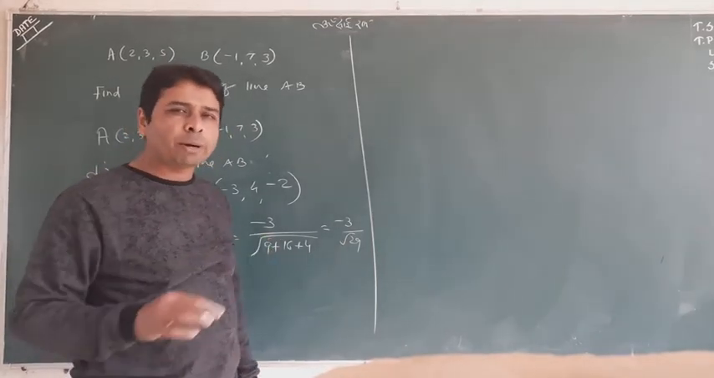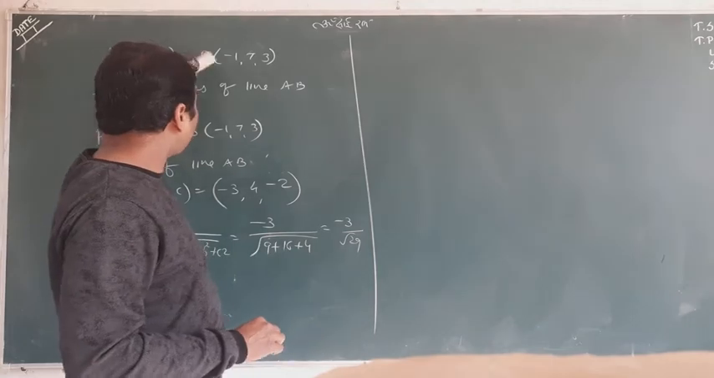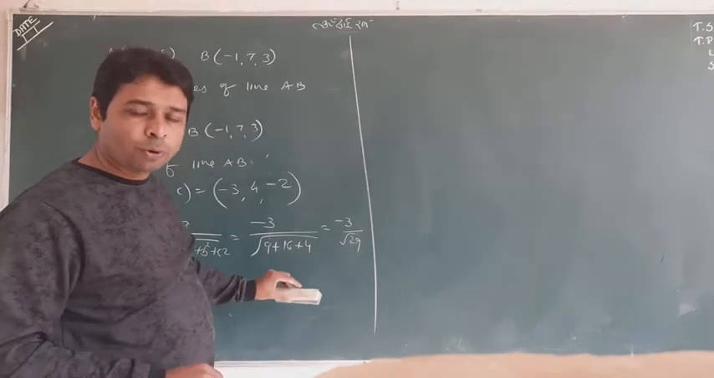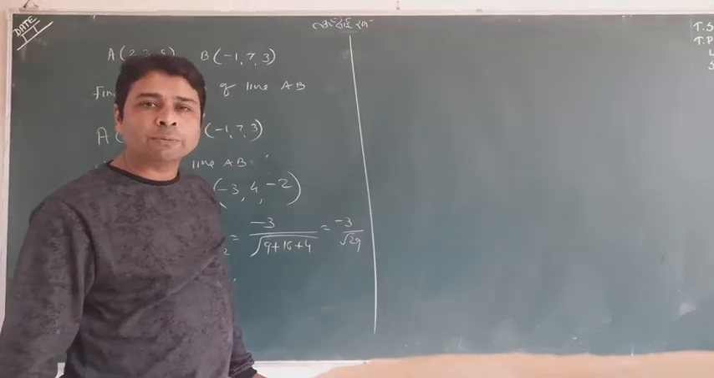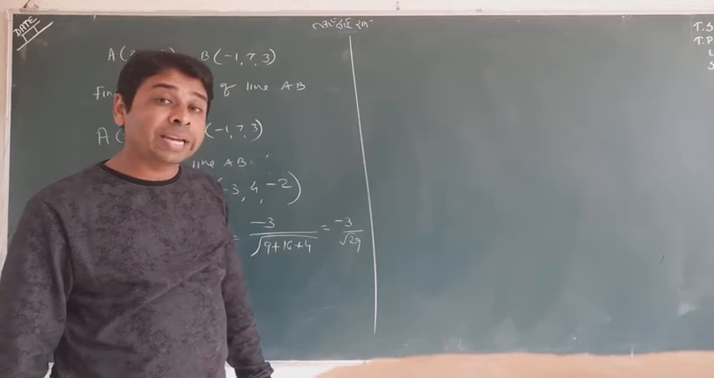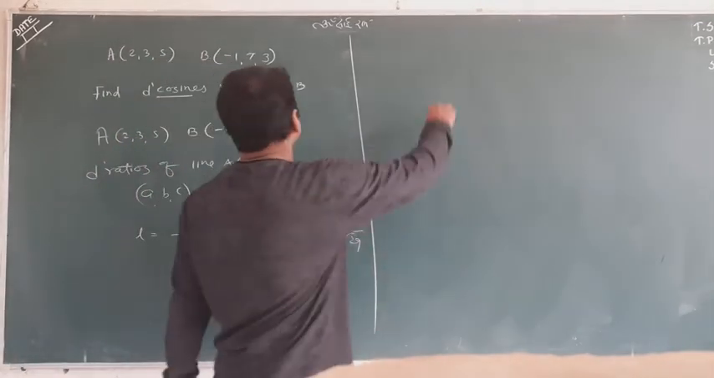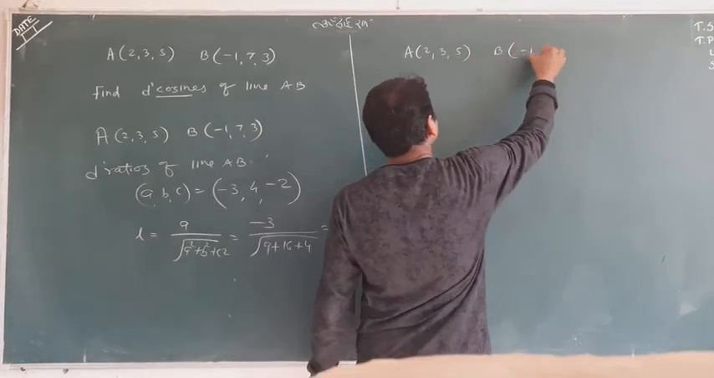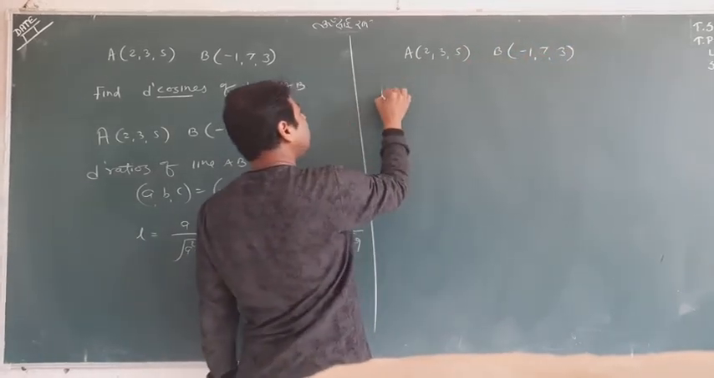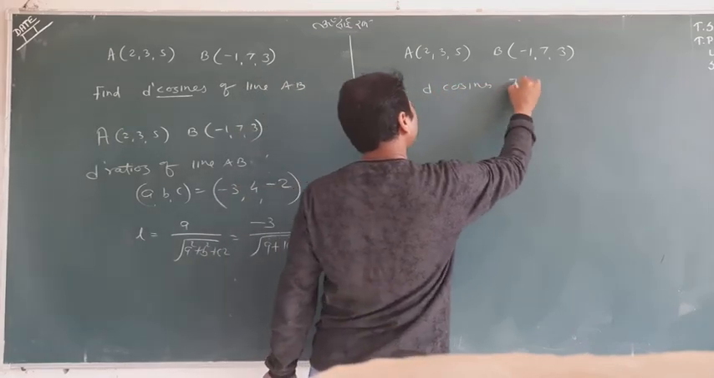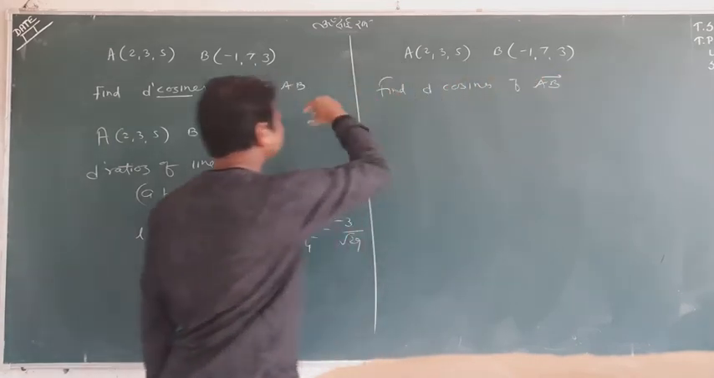So this was all about how, when two points are given and we are told to find the direction cosines, we can find them this way. Now I want to attach this concept with vectors. I will tell you how we can get our answer in vector form. Suppose you are given this A and B, and the question is to find the direction cosines of vector AB. Can you think about it?